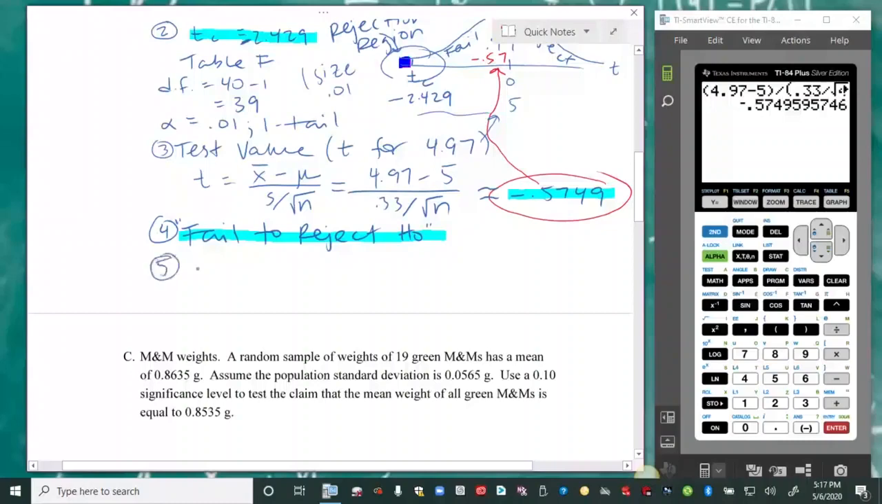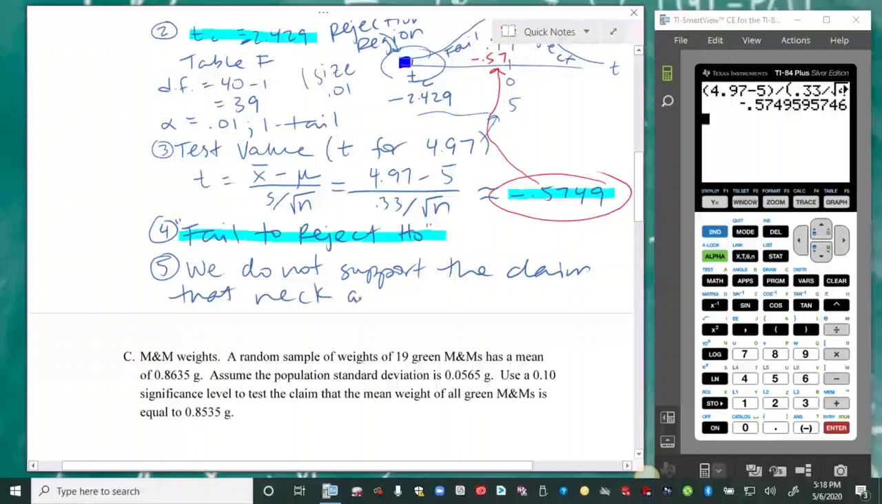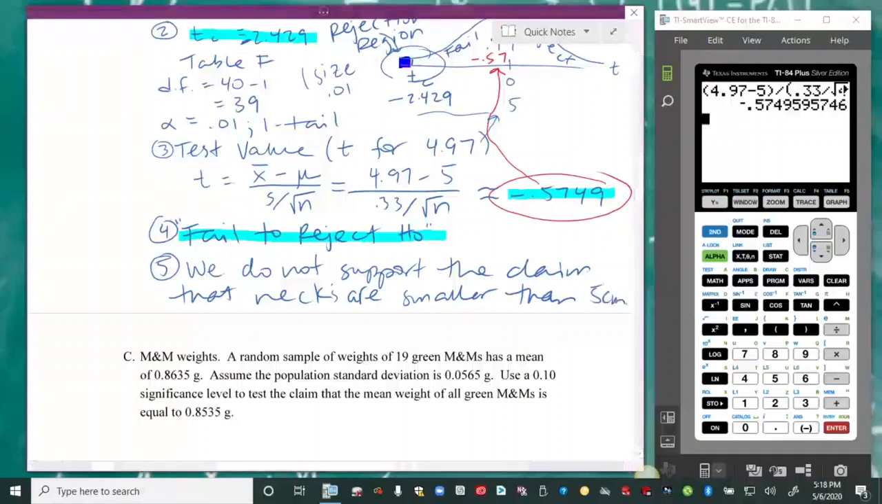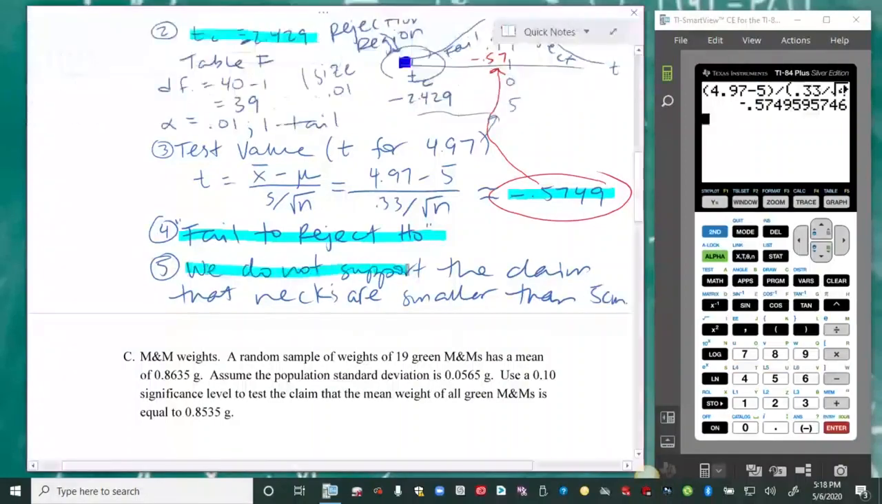So step number 5, we do not support the claim that the neck sizes are lower. I'm just going to say that the necks are lower or smaller than 5 centimeters. Okay, so let's go back through. I'm going to highlight this guy too because that's important. So you have to actually say what the heck all of this means. That was a sentence there.